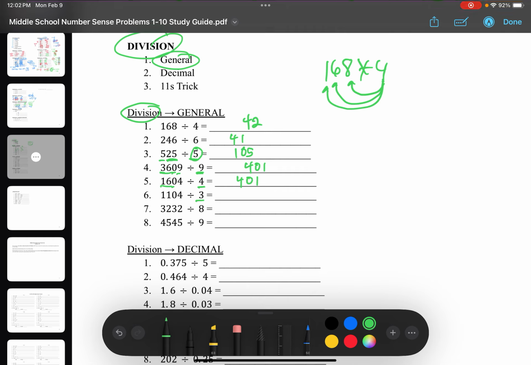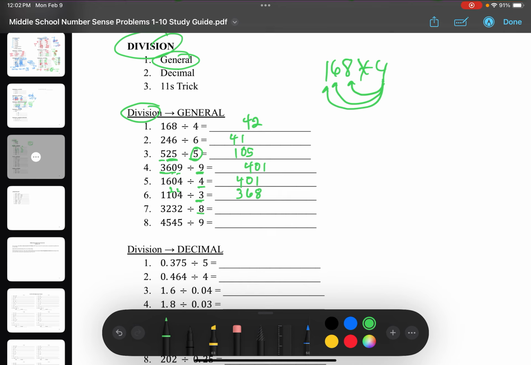Okay, 3 into 11, well, 3 into 1, no. 3 into 11, yes, that goes in 3 times evenly. And then there's a remainder of 2, so the 2 goes with the 0, so it's 20. How many times does 3 go into 20? Well, that goes in 6 times, right? And there's a remainder of 2, because it's 18. And how many times does 3 go into 24? Well, that's 8, so your answer is 368.